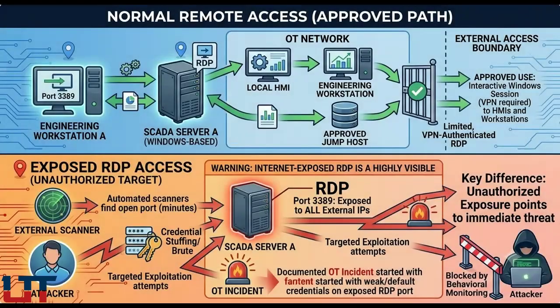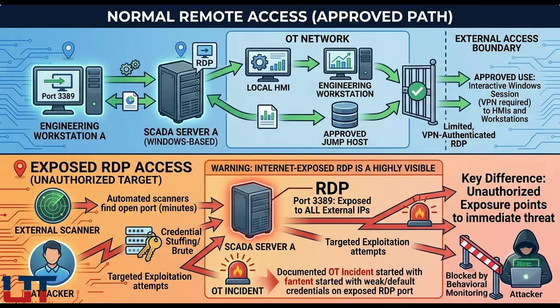Remote Desktop Protocol on port 3389 provides an interactive Windows session to a remote machine. It's the most common way to provide remote access to HMIs, engineering workstations, and Windows-based SCADA servers. When RDP is exposed directly to the internet, port 3389 accessible from any external IP address, it becomes a highly visible target. Automated scanners will find these open RDP ports within minutes of exposure.